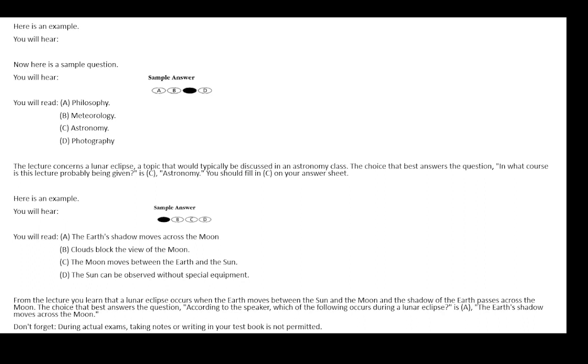From the lecture, you learn that a lunar eclipse occurs when the Earth moves between the sun and the moon, and the shadow of the Earth passes across the moon. The choice that best answers the question, according to the speaker, which of the following occurs during a lunar eclipse, is A, the Earth's shadow moves across the moon. Don't forget, during actual exams, taking notes or writing in your test book is not permitted.